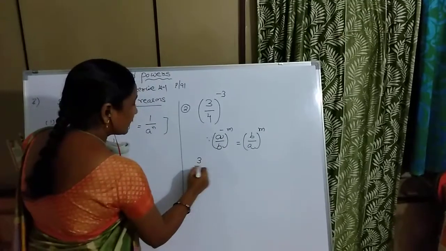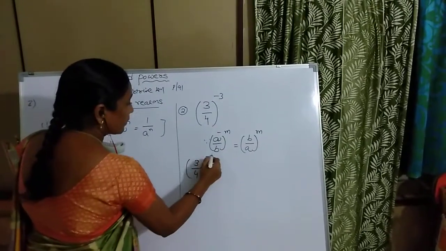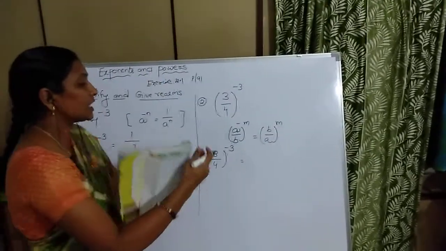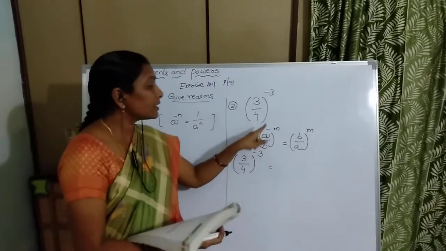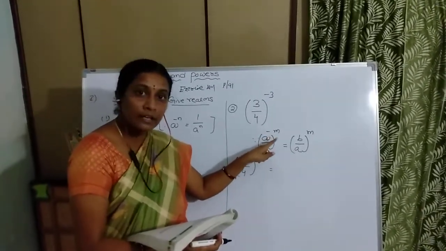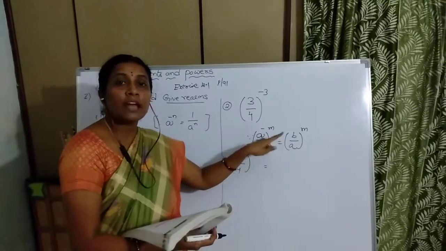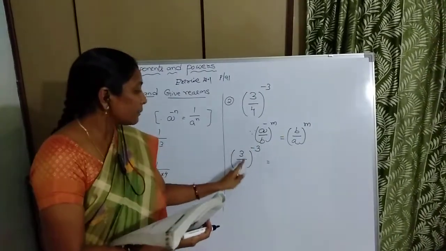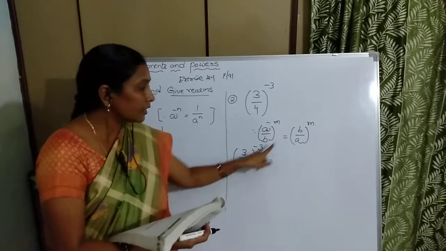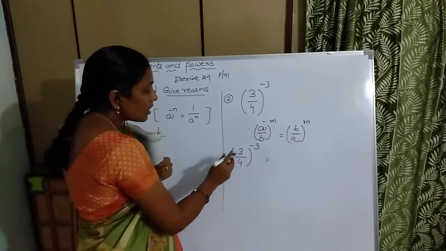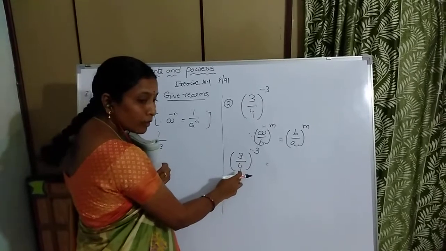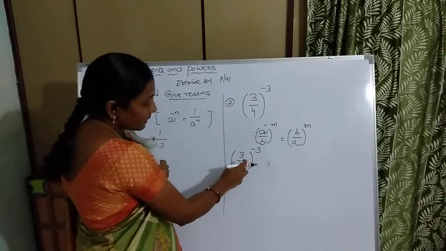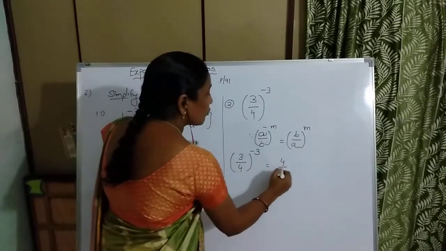So to simplify (3/4) to the power minus 3, a fraction with a negative power of exponent can be changed into the reciprocal of that fraction with a positive power of exponent. So we can convert (3/4) to the power minus 3 using this formula. It becomes... what is the reciprocal of 3 by 4? Yes, you are correct. The reciprocal of 3 by 4 is 4 by 3.